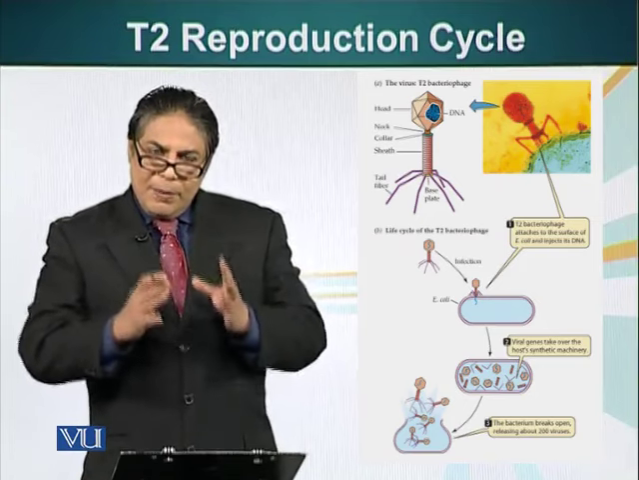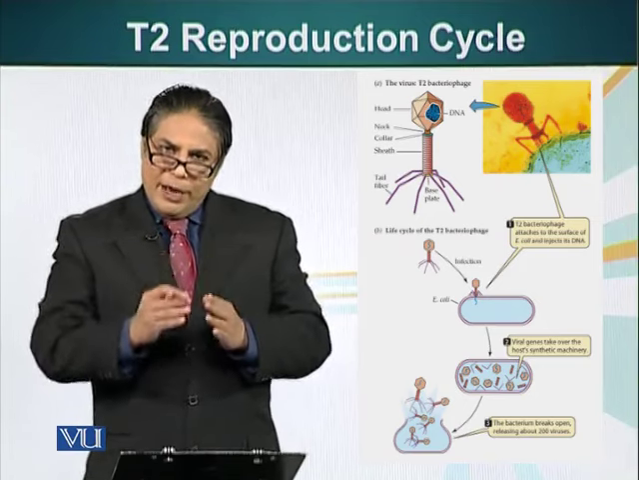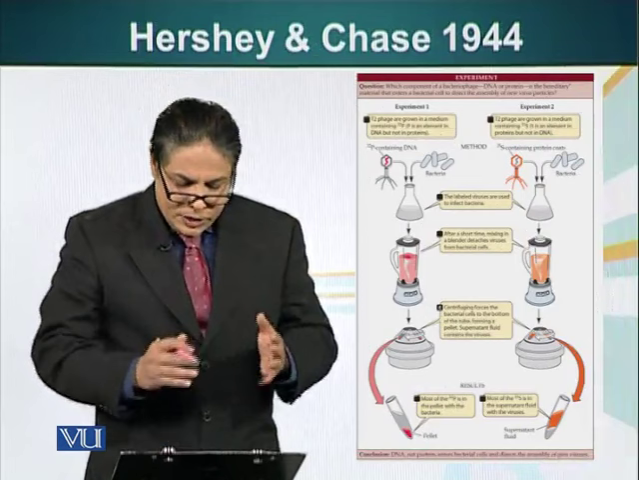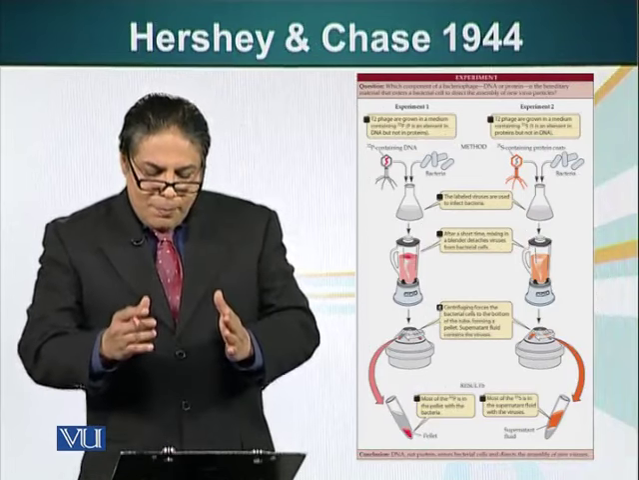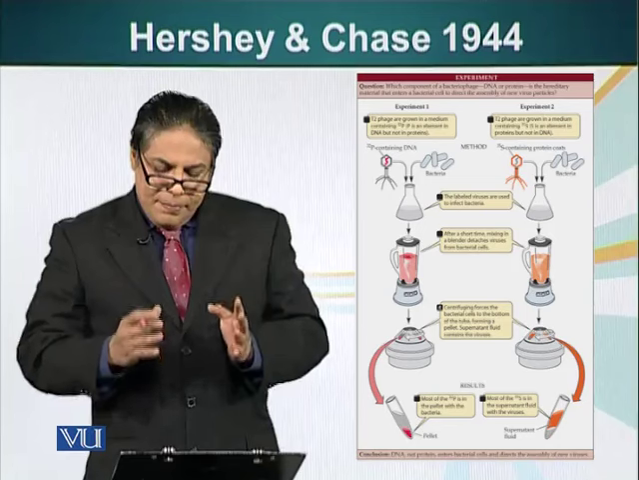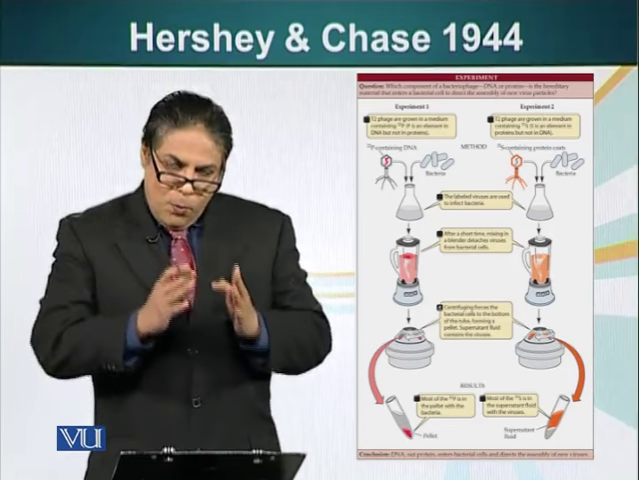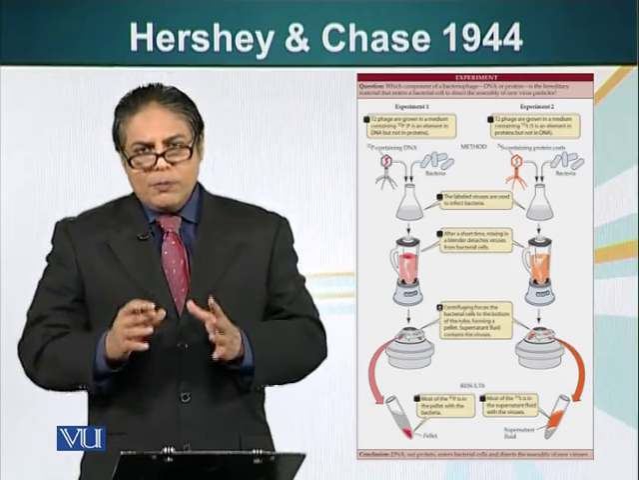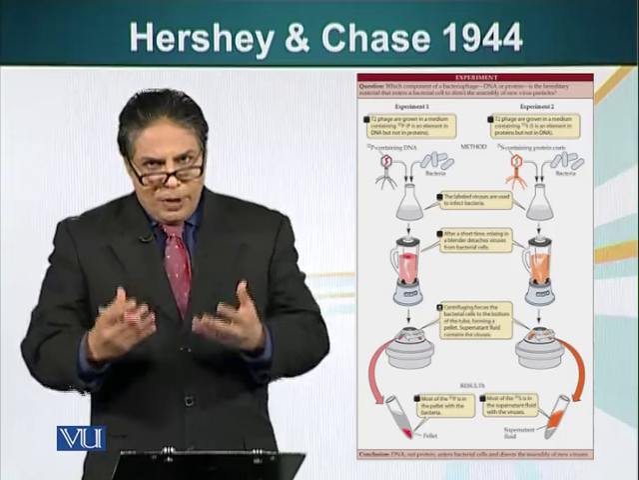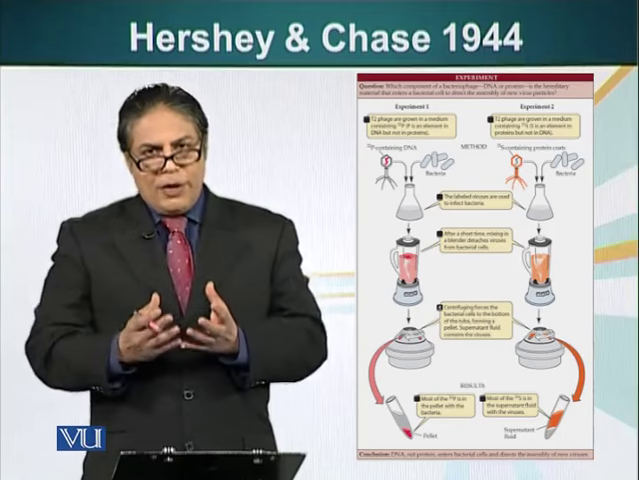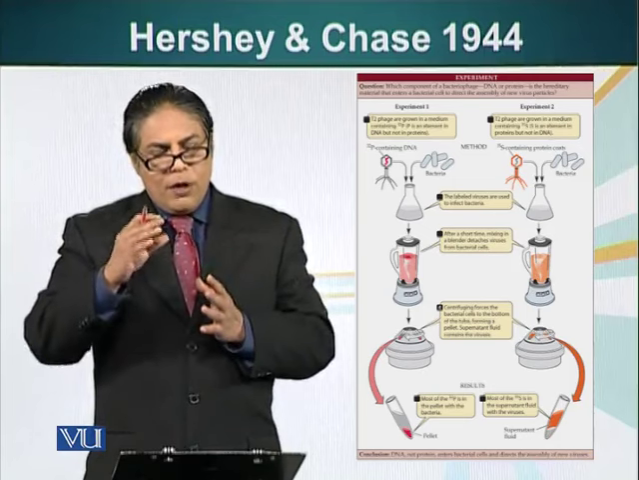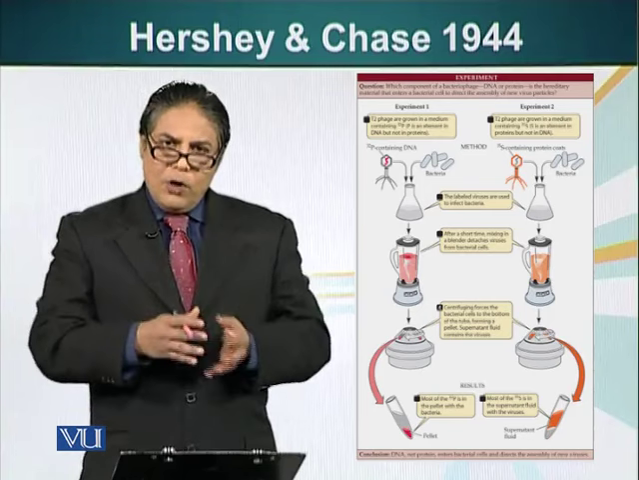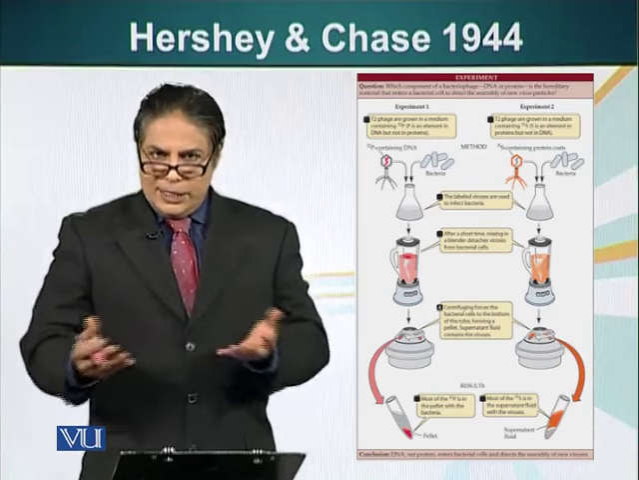However, back then people did not know what part of the virus entered the bacteria. So here we are going to talk about a series of experiments. In this experiment, people grew viruses in two types of radioisotopes. What are radioisotopes? As we know, we have talked about this, the nucleus of an atom has a specific number of neutrons and protons. The heavier isotopes have more neutrons than the normal naturally existing isotope.